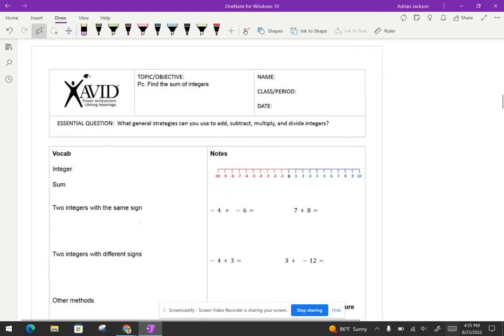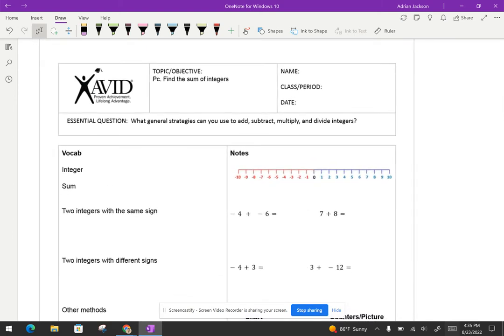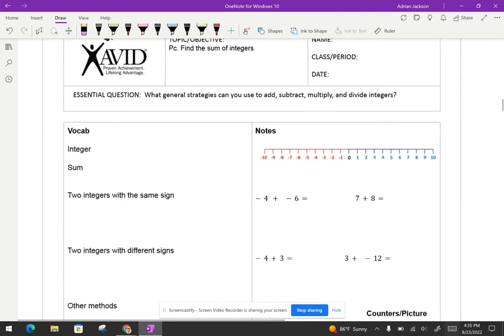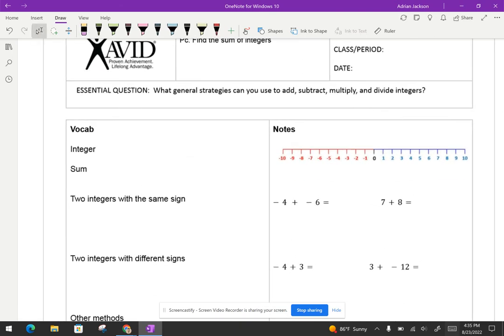For this section of notes, we are going over PC, which is the sum of integers. As a reminder, what is an integer? An integer is a whole number. It can be positive, it can be negative, it can be 0. So I'm just going to put a whole number here, just to shorten it and remind myself what it is. There's a number line over there that has a bunch of integers on it to help you.